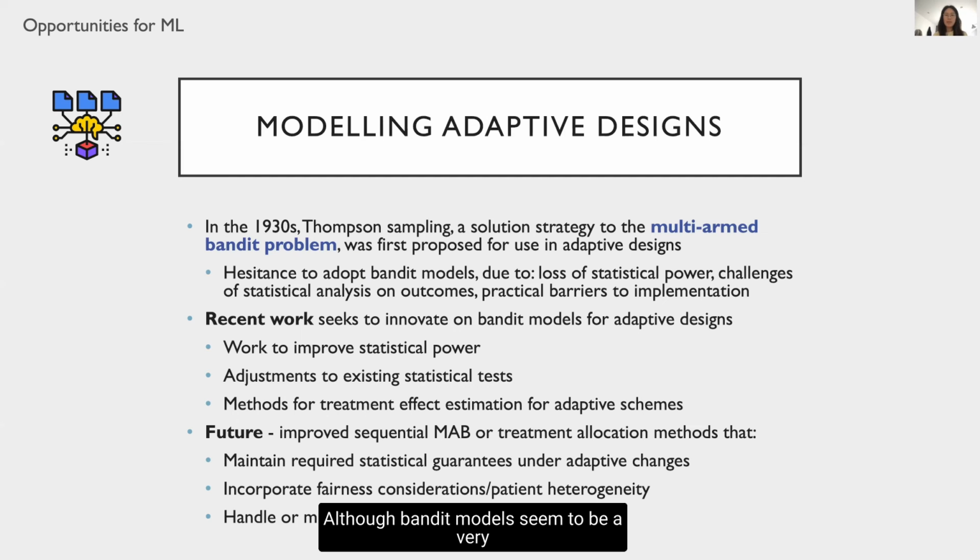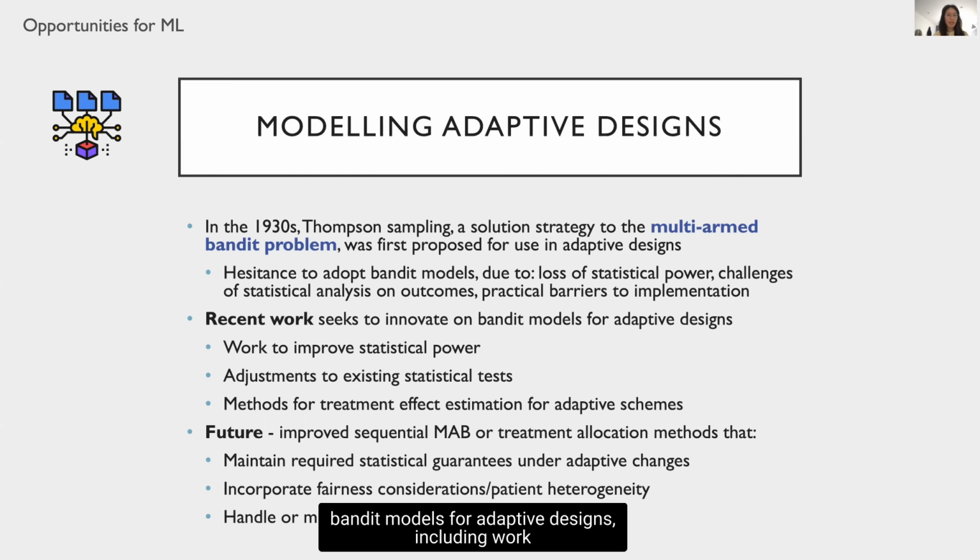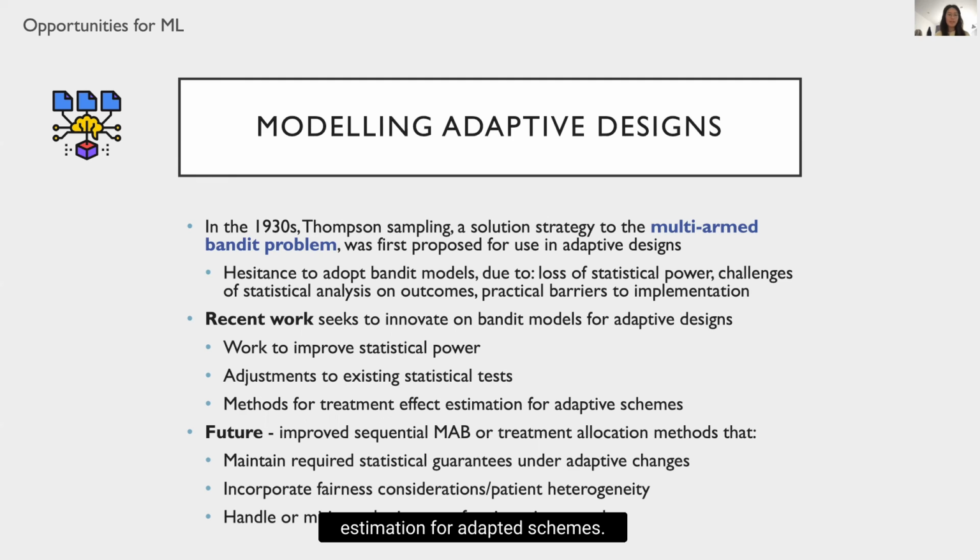Although bandit models seem to be a very suitable solution to clinical trials allocation methods, there has been significant hesitance to use them. Concerns include loss of statistical power, challenges of statistical analysis on bandit outcomes, as well as practical barriers to implementation. Recent work seeks to innovate on bandit models for adaptive designs, including work to improve statistical power, adjustments to existing statistical tests, and methods for treatment effect estimation for adaptive schemes.